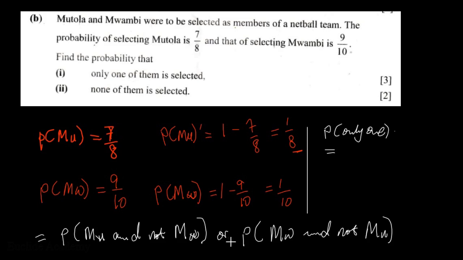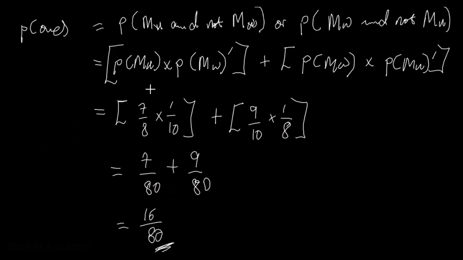I've been saying Mamba, it's Mwambi. Then you add that to the probability of selecting Mwambi and not selecting Mutola. So you add the probability of Mutola times not selecting Mwambi to the probability of selecting Mwambi times not selecting Mutola. You can just go through this step by step, easy, and you should be able to get this idea.